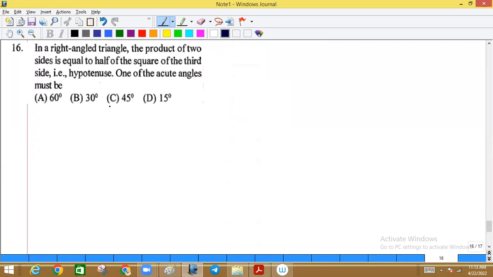In a right angle triangle, the product of two sides is equal to half the square of the third side, that is hypotenuse. What is the product of two sides? Half of the square of the third side. So he is asking you, one of the acute angles must be what? What is C square? Can you tell me? I'll say 2AB is equal to C square.